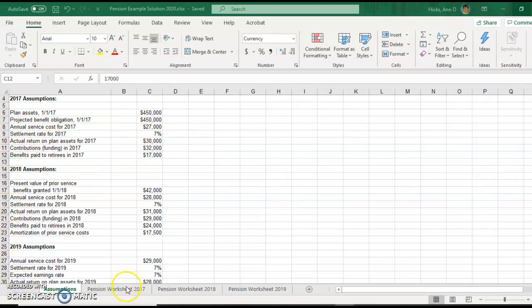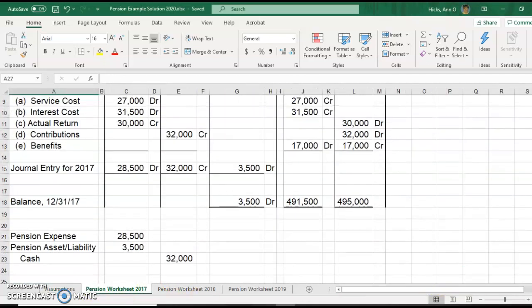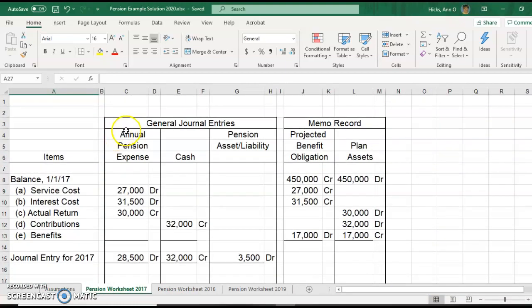So in terms of determining the journal entry that we, the company, have to make on our books, we're going to use a worksheet, a pension worksheet. And I've already put it together for 2017, but I'll walk us through it. You will notice that columns C through G are headed up general journal entries. So it's these columns that are accounts that appear on our company general ledger and that will generate the journal entry we record.